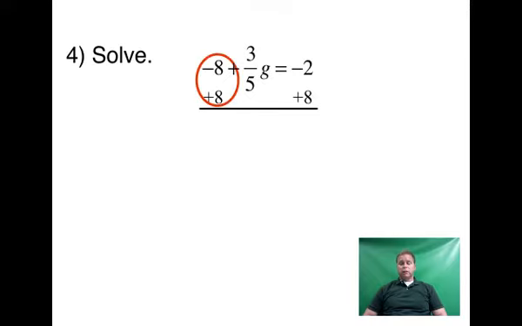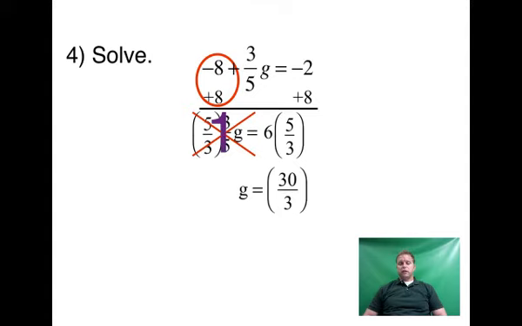Just like the other problems, this will zero out, and we'll have 3/5 g is equal to negative 2 plus 8, which is 6. Multiplied by the reciprocal, those cancel out. 6 times 5 is 30 over 3. 30 divided by 3 is 10, and that's our answer for number 4.